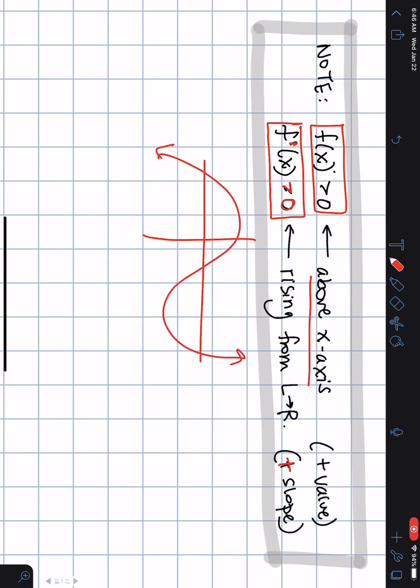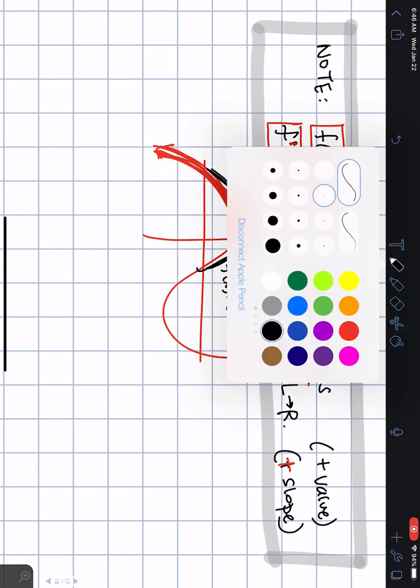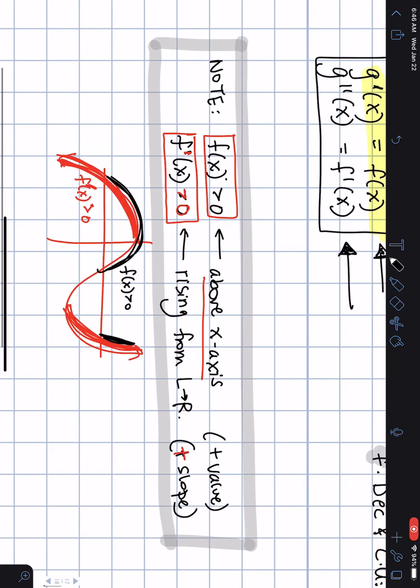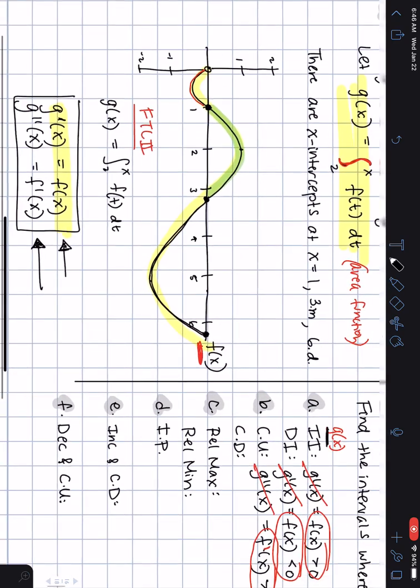Right? So this is where f prime of x is greater than 0. But this, in black, is where f of x is greater than 0. Let me say that again. This red section is where f prime of x is greater than 0, because it's increasing. The slopes are positive. Also here, the slopes are positive. But in black is where just f of x is greater than 0. So keep that in mind. And now let's answer this question on B.